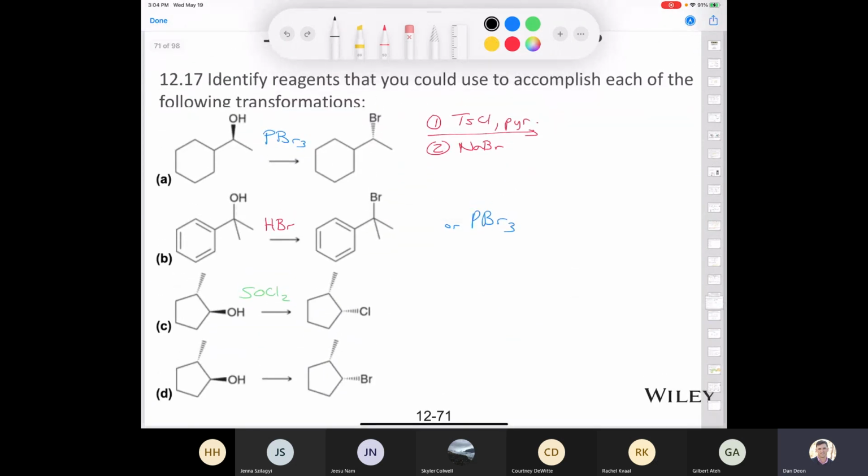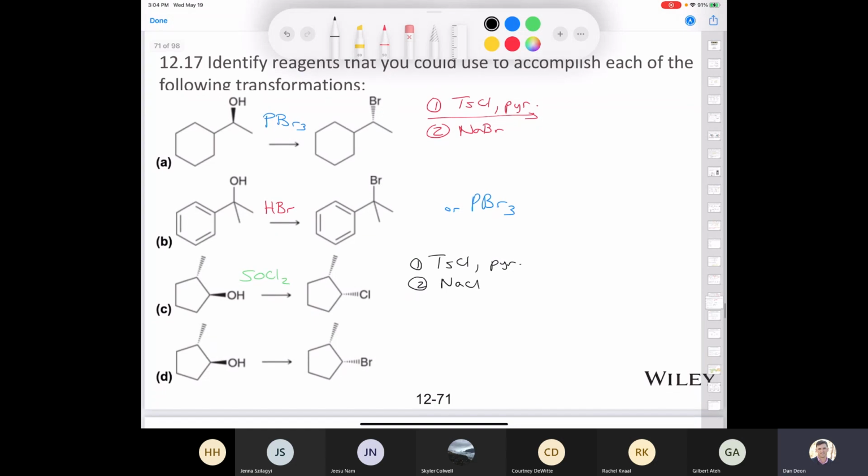Another option would be to do kind of a long way, which would be to what? First, convert it into a tosylate, so tosyl chloride and pyridine, and then you'd use sodium chloride. That would work as well. And then the last one: if we want to take that secondary alcohol and convert it into the alkyl bromide, and we want the inversion of configuration to occur, we could just use phosphorus tribromide again.